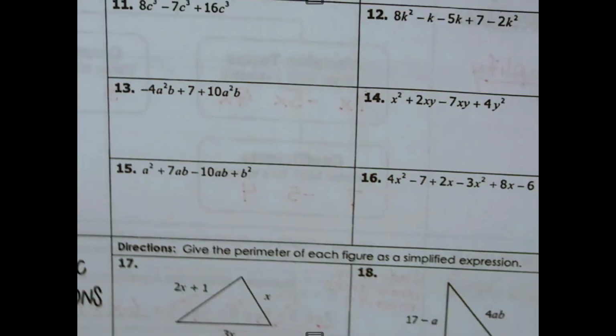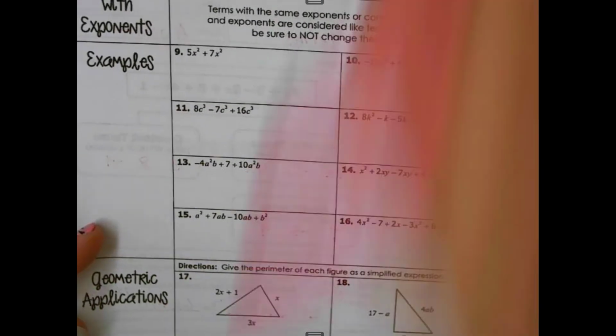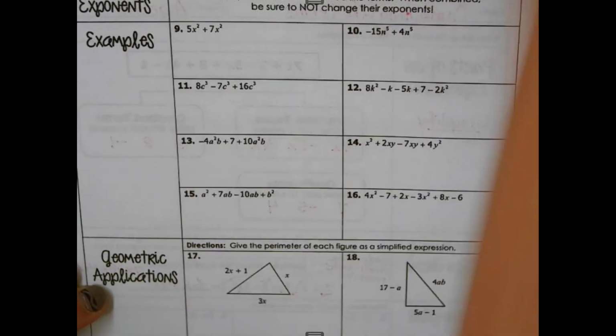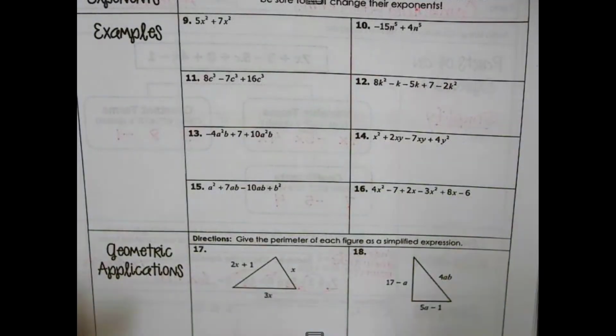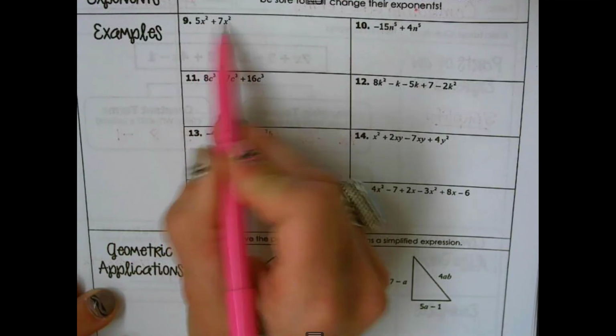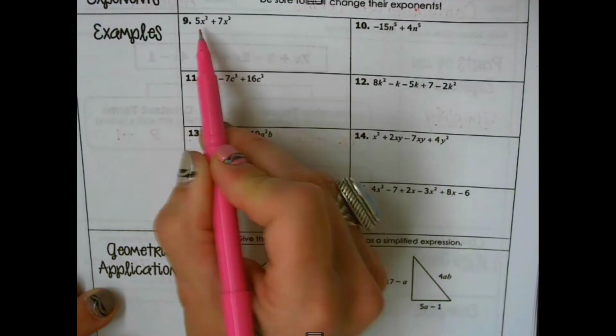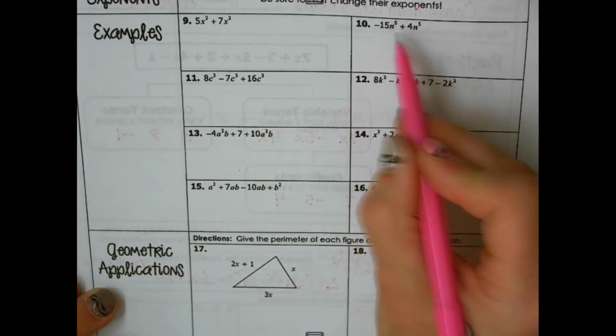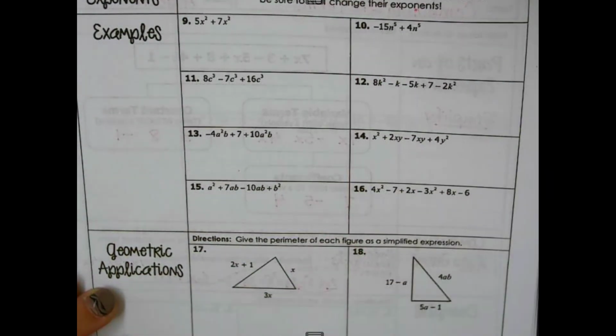Flip to the back side. I'm going to do a few on the back as examples. Now, sometimes we end up having, just like on the algebra tiles, we have squares. And again, we just have to get those terms together. So you're going to notice on number 9, both of these variables have an exponent of 2. They're like terms. These both have an exponent of 5. They are like terms. I'm going to go ahead and work out number 12.